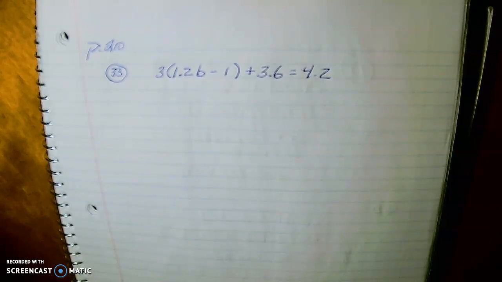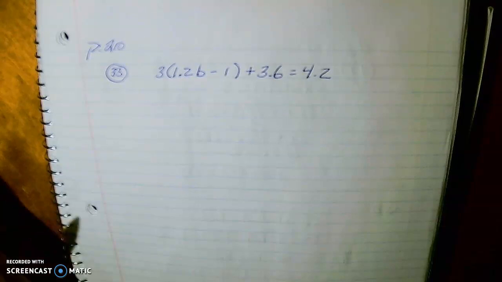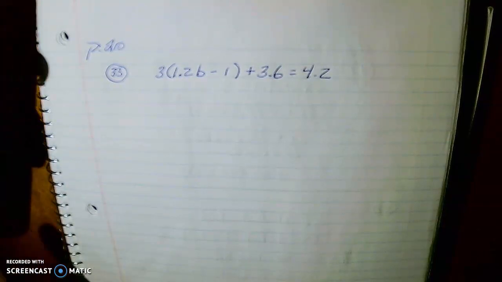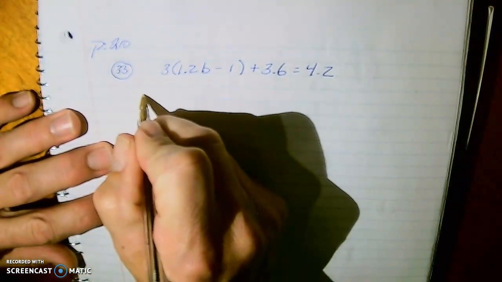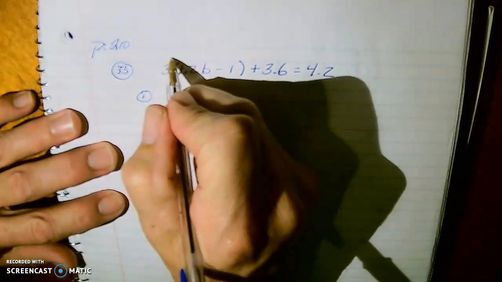Alright, I thought I would do one of these as an example. These are the problems on page 210, 27 through 40 that you guys had. I'm going to do number 33, and hopefully it'll contain all the steps that you would need to solve the other problems. First thing we're always going to do is distribute.